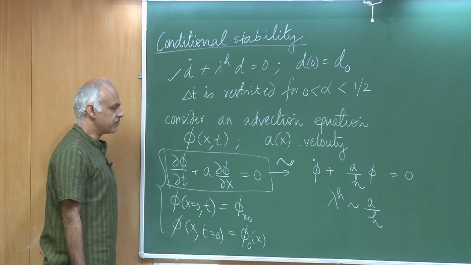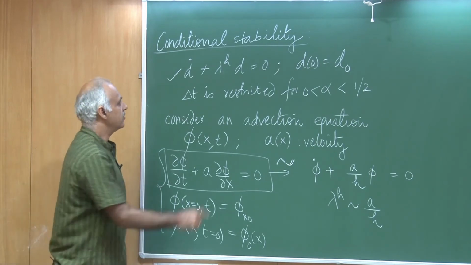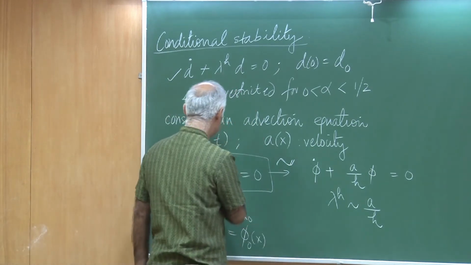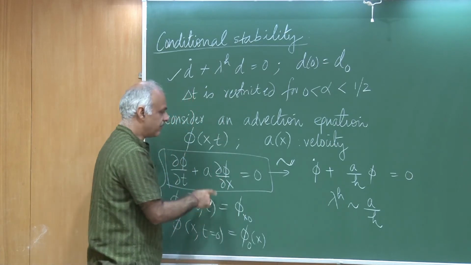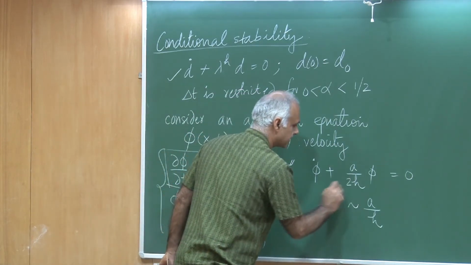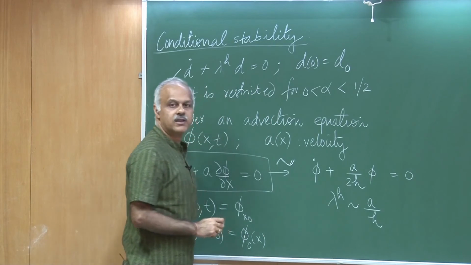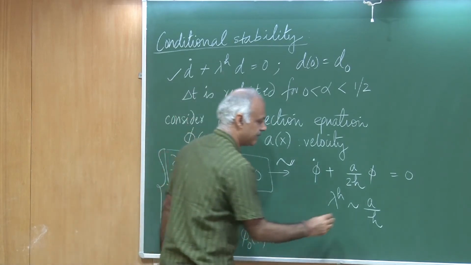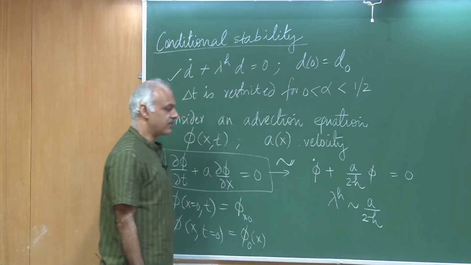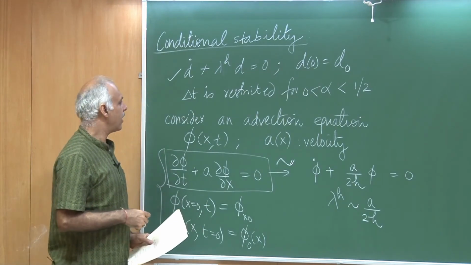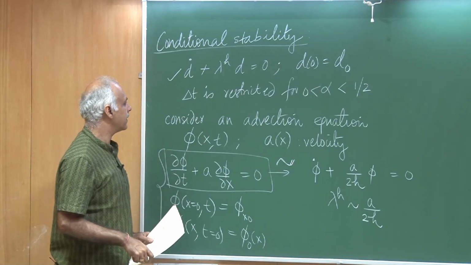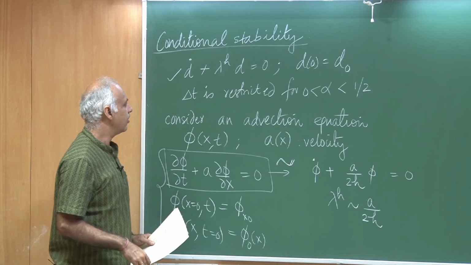In fact, if you are more careful, you can write down this derivative del phi by del x in terms of 2h, because the spread is over two elements, and maybe then I can put a factor of 2 here. So, kindly recall what is the kind of restriction that we had on the time step.